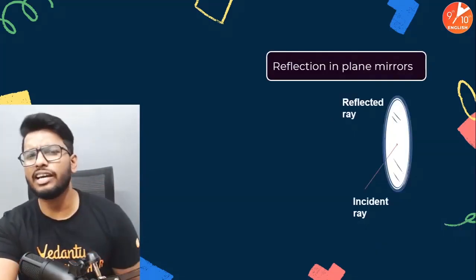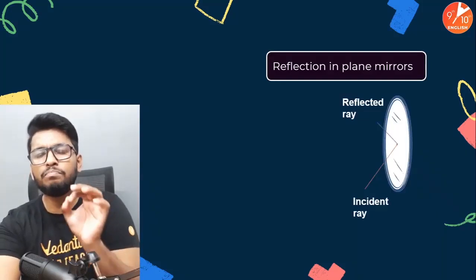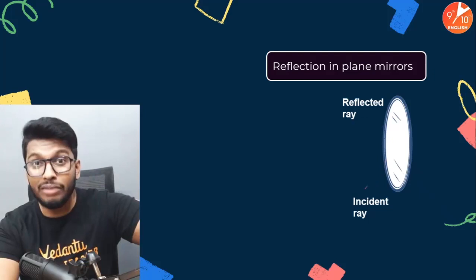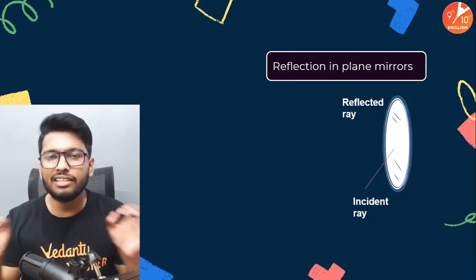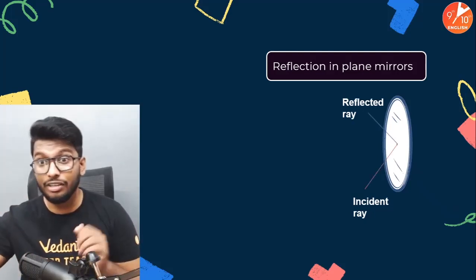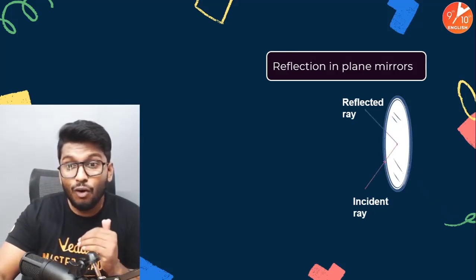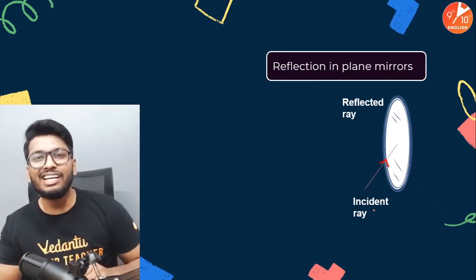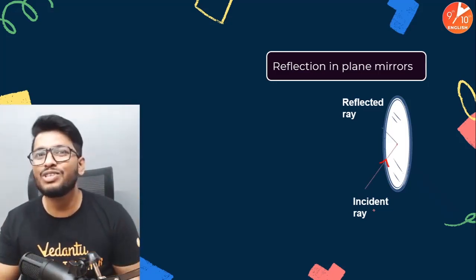In simple words, reflection is nothing but the bouncing back of a ray of light into the same medium by an object. Can you see this? A ray of light is coming and falling on a mirror. It gets bounced from that mirror and is sent back into the same medium. That is what is called reflection.